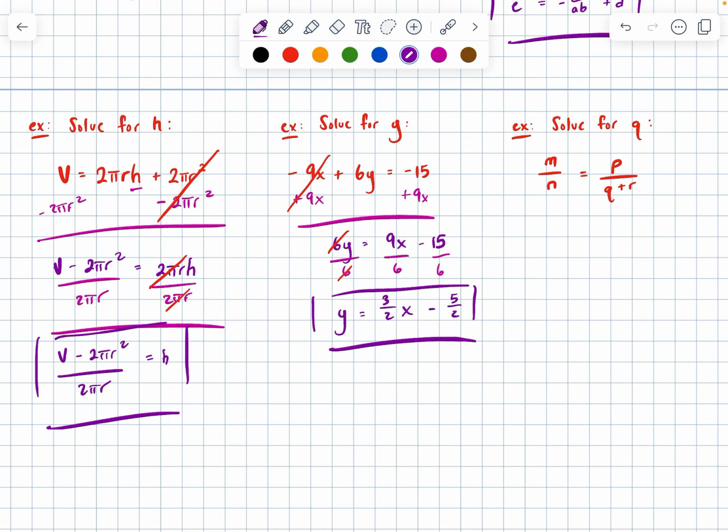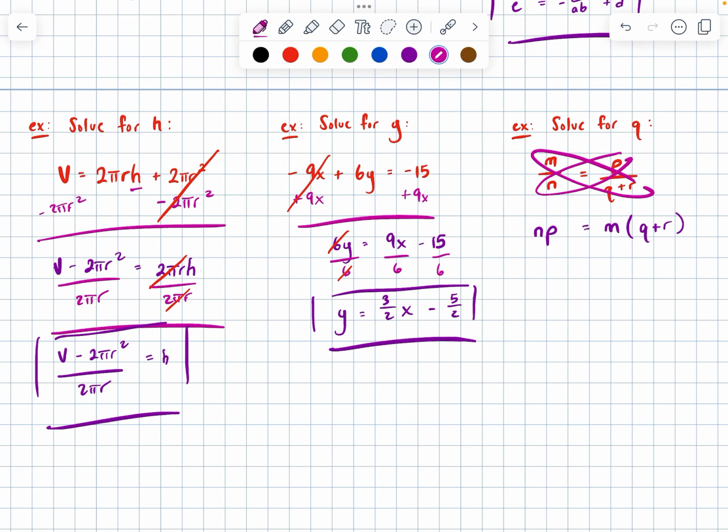And finally, m over n equals p over q plus r. A couple different ways to do this. By the way, notice, what kind of equation is this? I've got a ratio equals a ratio. That's a prime example of a, shout it out. It's a prime example of a, not that loud, my ears. It's a prime example of a proportion. And proportions can be cross multiplied. So on one side, I've got my n times my p. And on the other side, I've got my m times my q plus r.